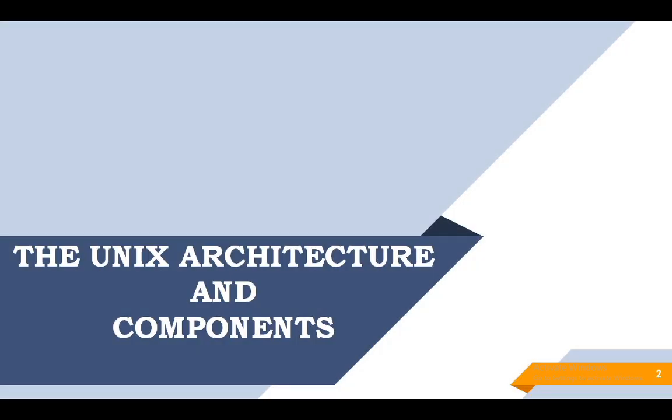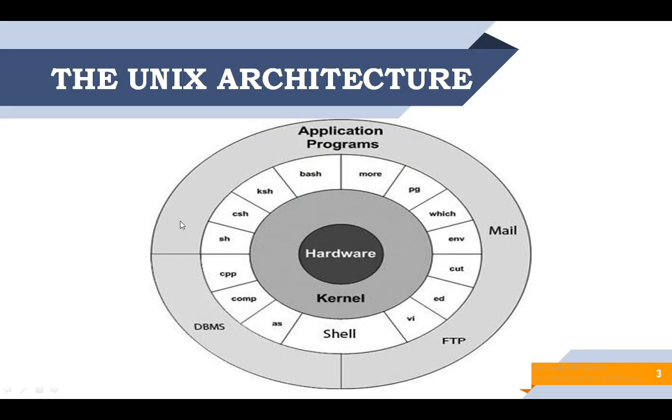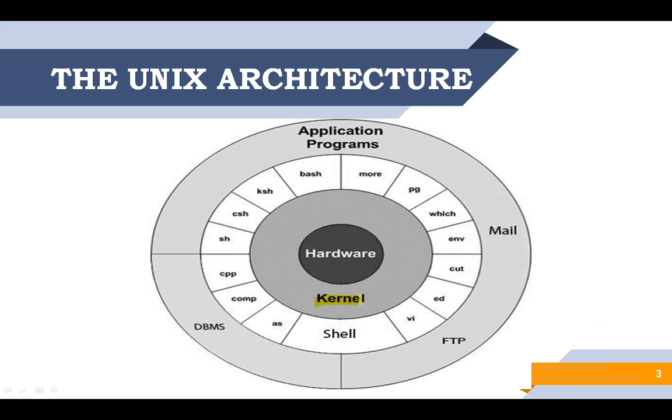Today we are going to see the Unix architecture and its components. This is the Unix architecture diagram. The Unix architecture consists of 4 layers. The first one is the hardware, the second one is the kernel, then the shell layer is there, then at the last the application program is there. The user is going to communicate with the application layer to the shell.